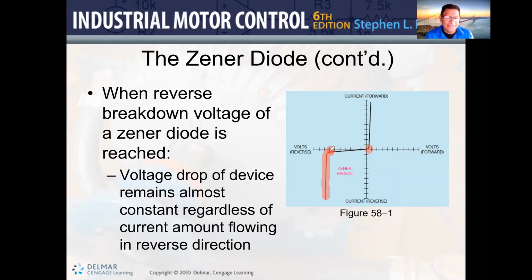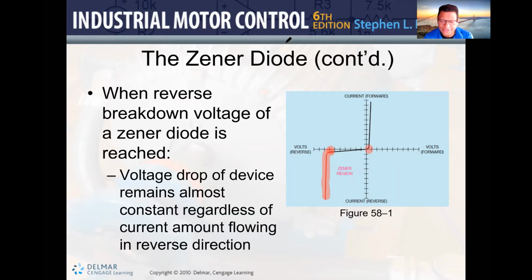So something important here to keep in mind is that Zener diodes are always connected in parallel with the load. Why? Because what happens with voltage in parallel circuits? I mean, what voltage drop is the same? Yeah, voltage drop is the same.